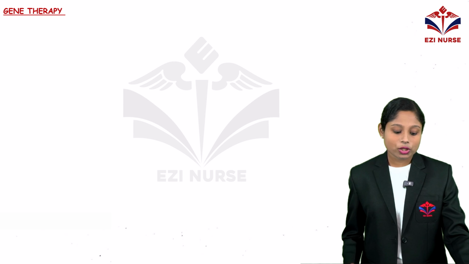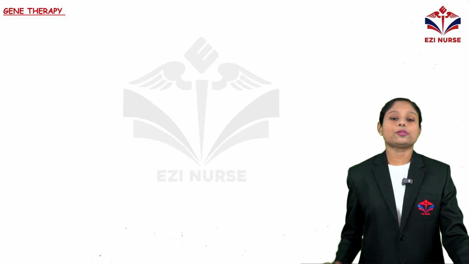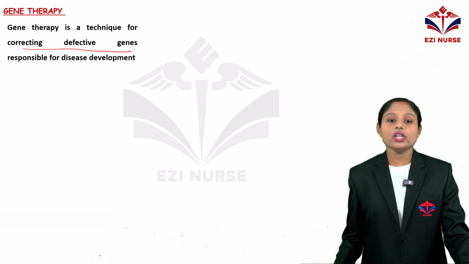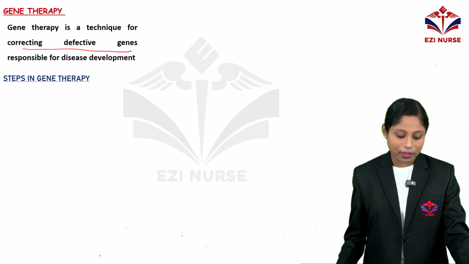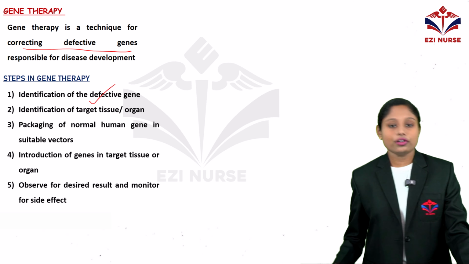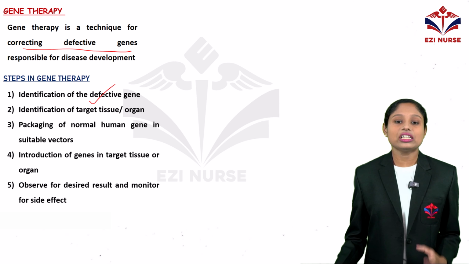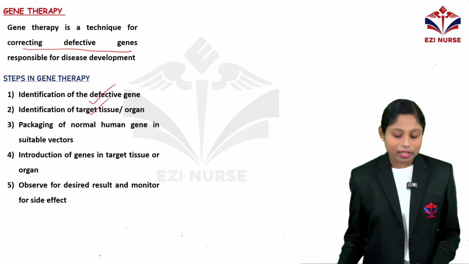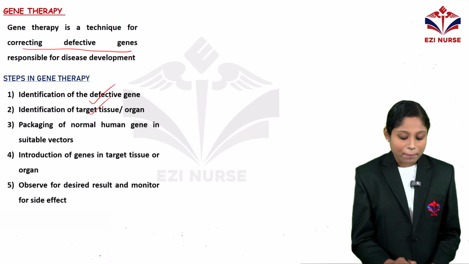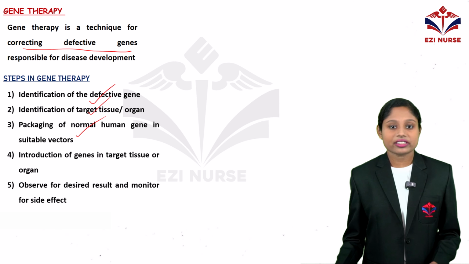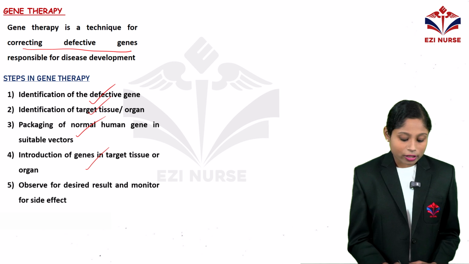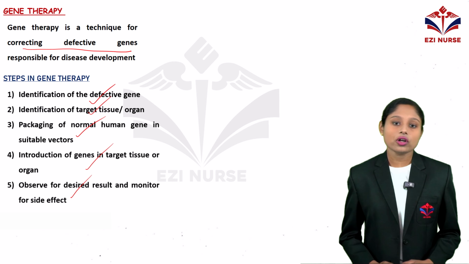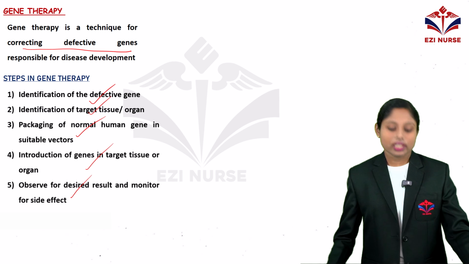Yes, now we are moving to gene therapy. An important treatment in genetics is gene therapy. It's a technique used to correct the defective gene responsible for disease development. Steps in gene therapy: identification of the defective gene. First, identify which gene has the defect. Identification of target tissue and organ, which organ is affected. Packing of normal human genes in suitable vectors. Introduction of genes in target tissue or organ. Observe for desired result and monitor for side effects. So, these are the main steps in gene therapy.